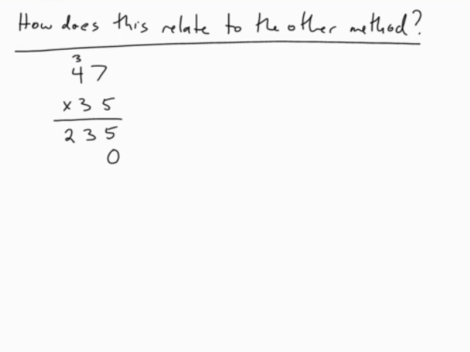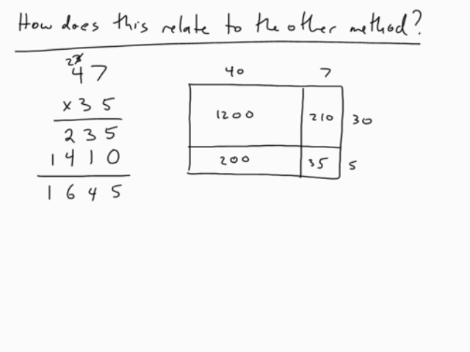And then we bring down a 0 and repeat the process starting now with the second column. 3 times 7 is 21, and we carry a 2. 3 times 4 is 12, plus 2 more makes 14. And then we add these two numbers together. This gives us 1,645. Let's see how these values line up with our grid.